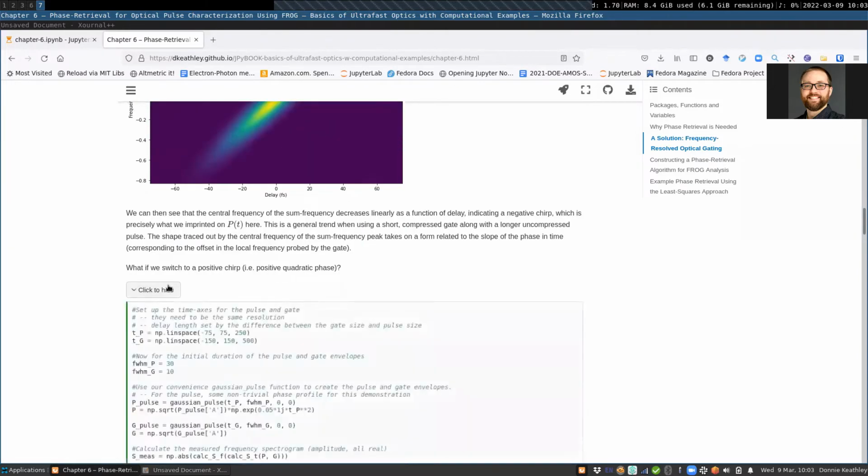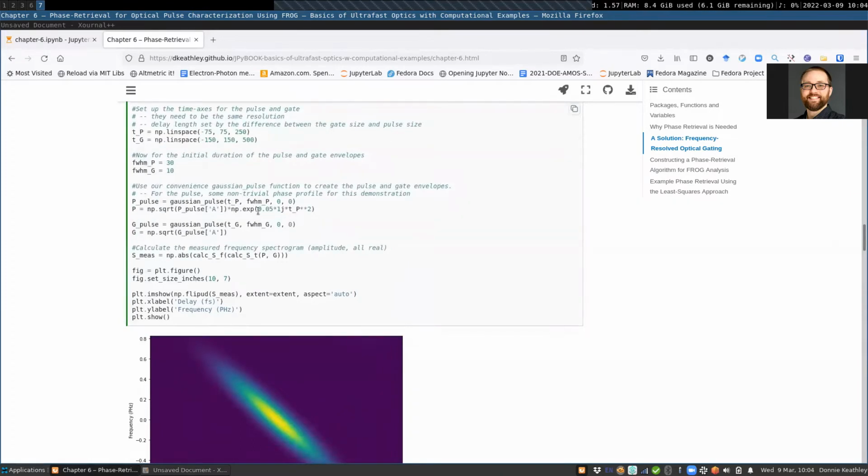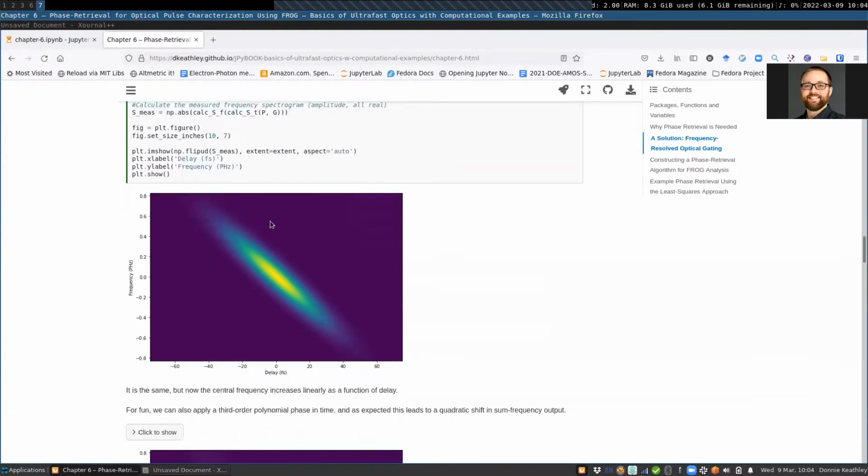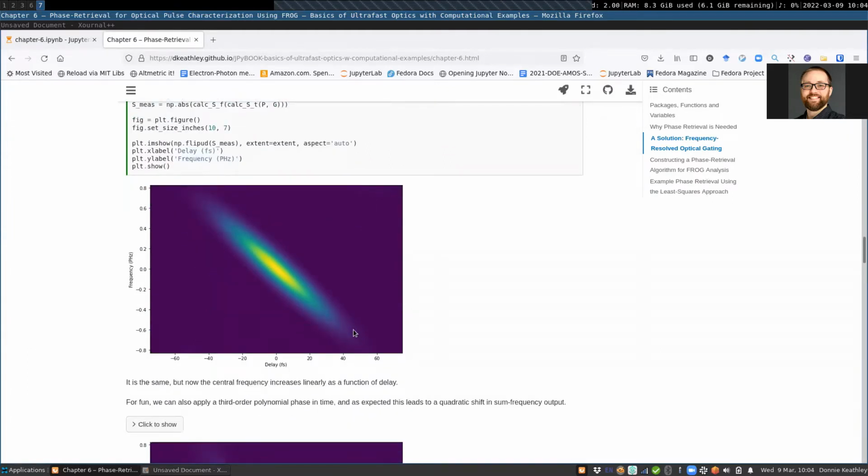That's because we're basically probing the derivative of that phase. Now I do the same thing, the exact same function, but I just change this coefficient to positive. And now I see a linear slope again, but downward. So I can see the sign of the phase as well.